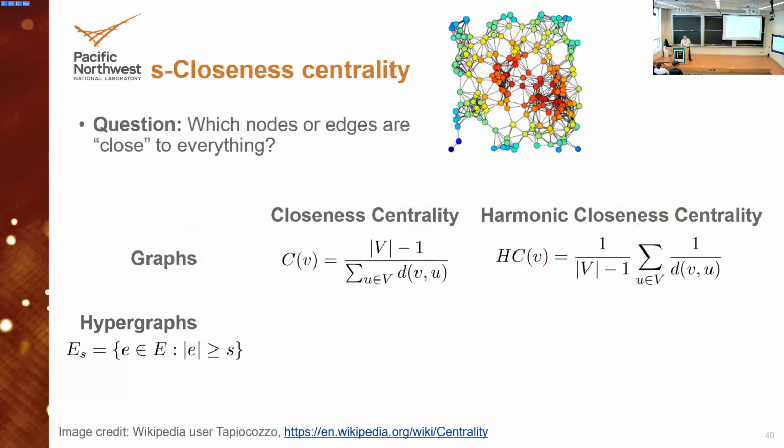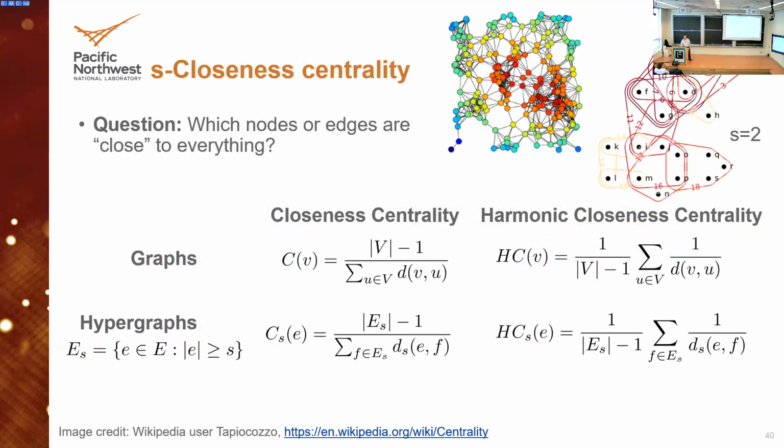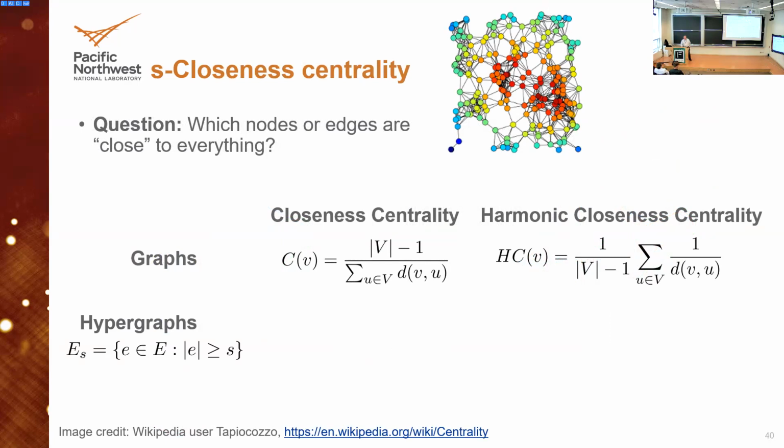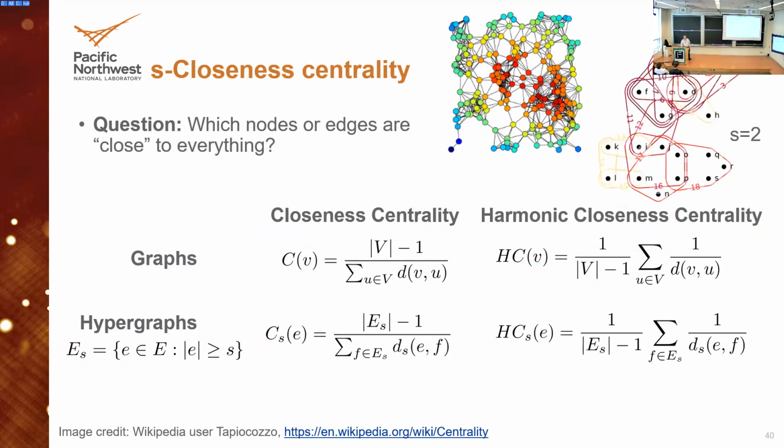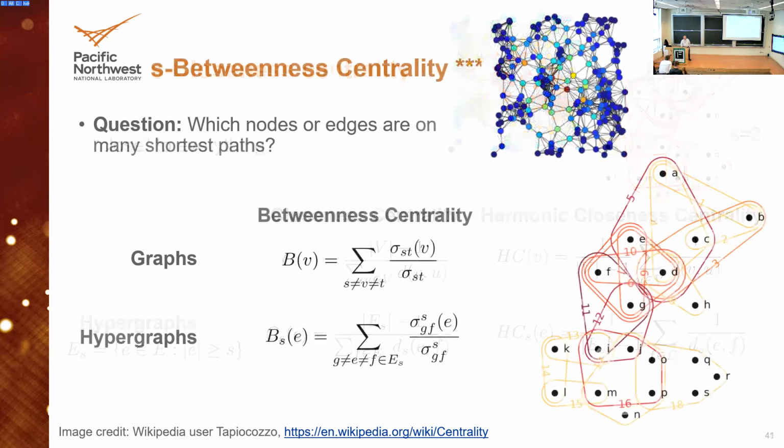Closeness centrality, harmonic closeness centrality expressed in graphs generalizes to hypergraphs, where now we're using the S parameter. So I stratify the hypergraph basically into collections, all of which are size S or more, and I do the same kind of closeness centrality measure there. Same thing for betweenness centrality. I can generalize that up as well.